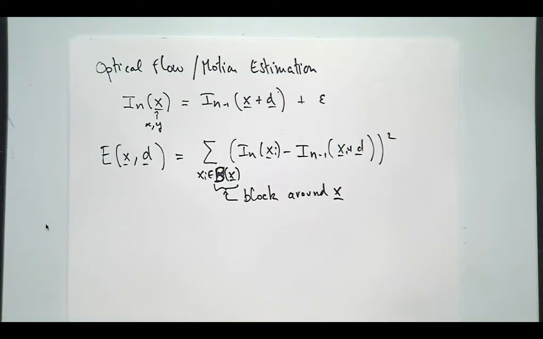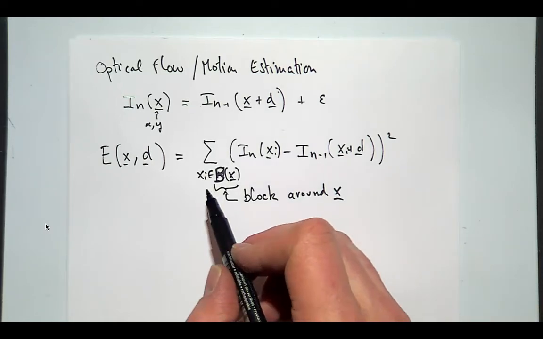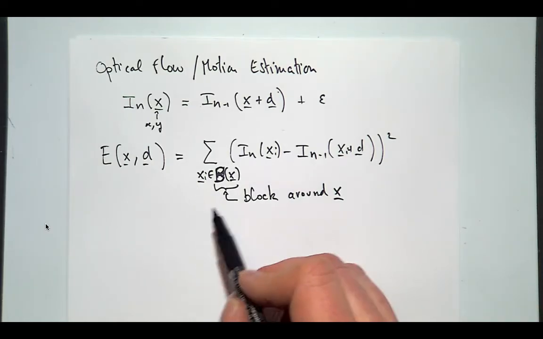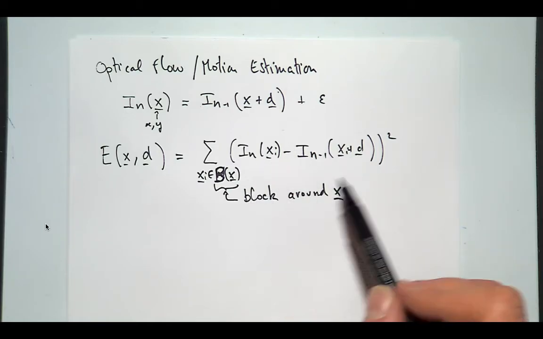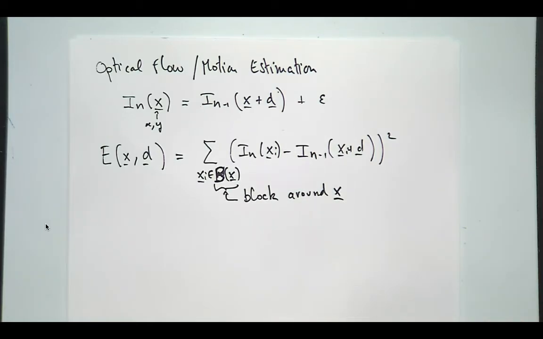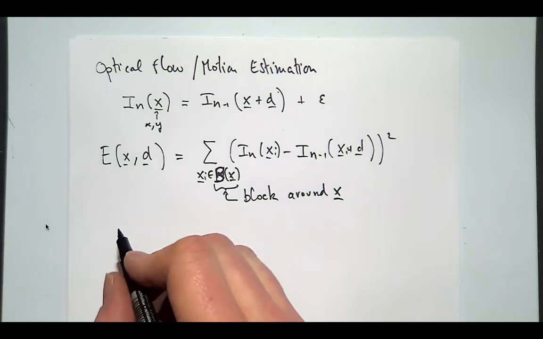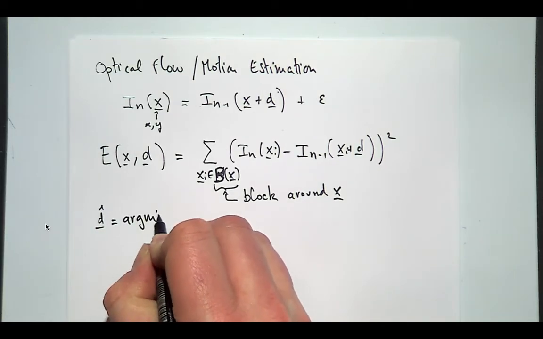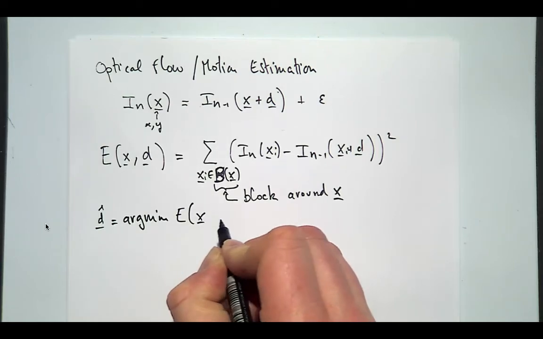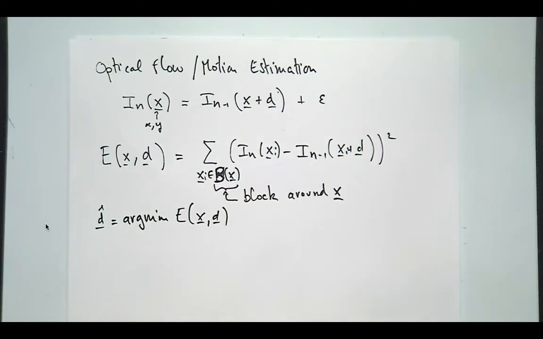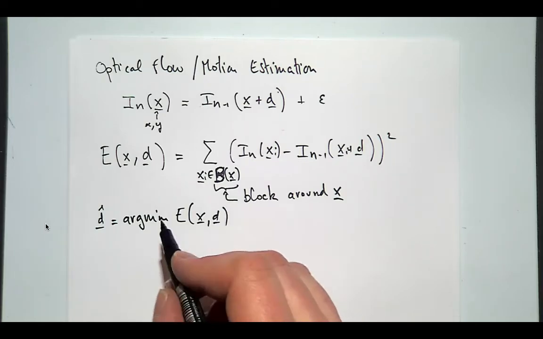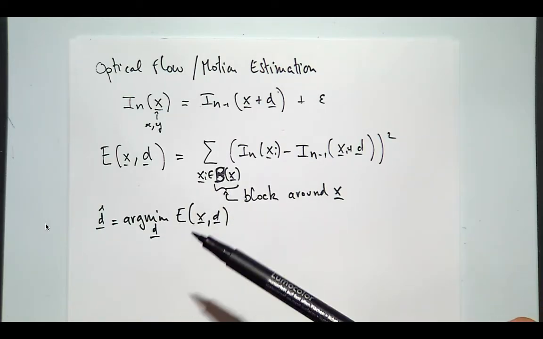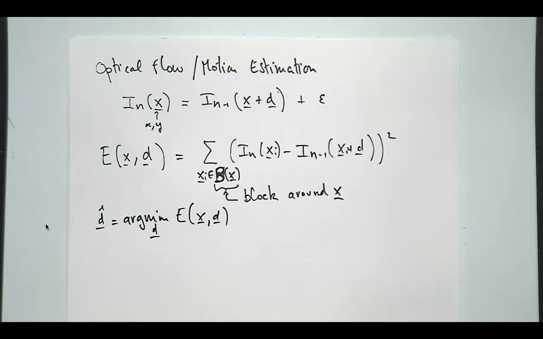All right. So what I'm saying here is that I have a block around the pixel location X, and I'm looking at all the pixel locations within that block, and I test whether that's true or not. Okay, so I just have this squared error that I'm trying to minimize. And what we're trying to find is the argmin of that particular function. So we're trying to find the motion vector that will minimize this error.